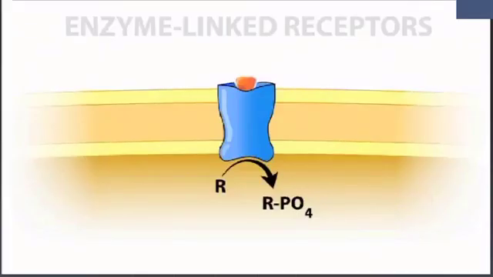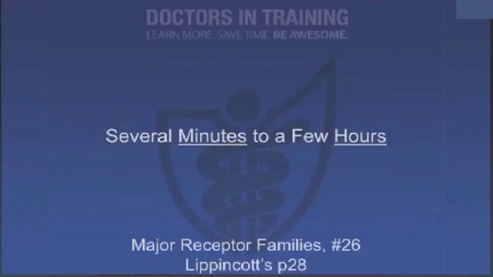So this receptor has enzymatic activity, and the ligand comes in and binds to an extracellular portion of the receptor, but intracellularly this receptor has some type of enzyme activity. Because this is an enzymatic reaction that we're catalyzing, the response is much slower than we saw with the ion channels. It lasts a lot longer than with the ion channels. It may last several minutes or it may last a few hours.